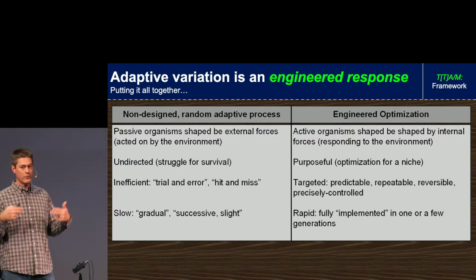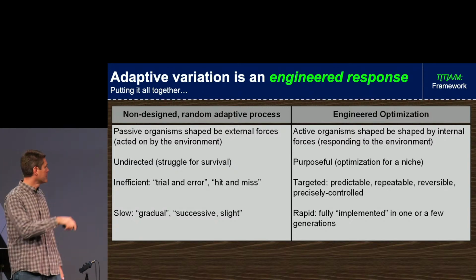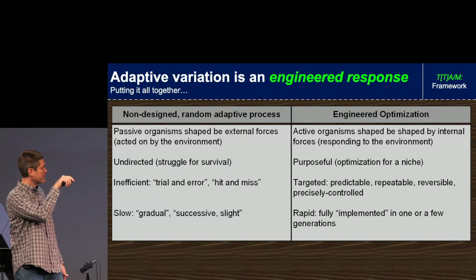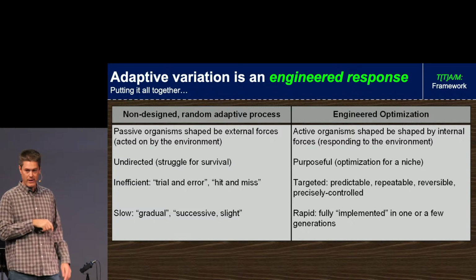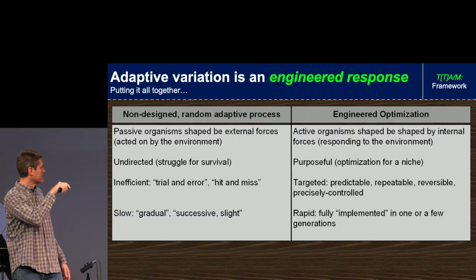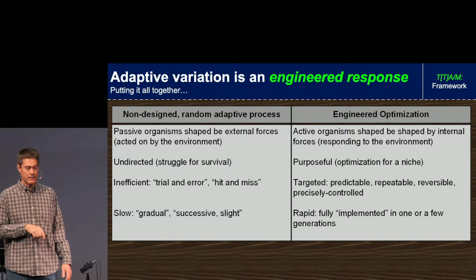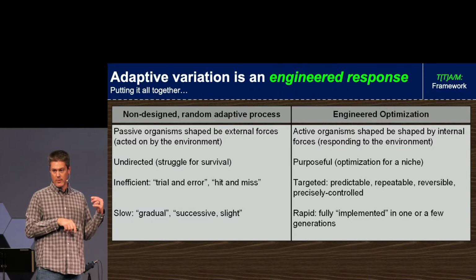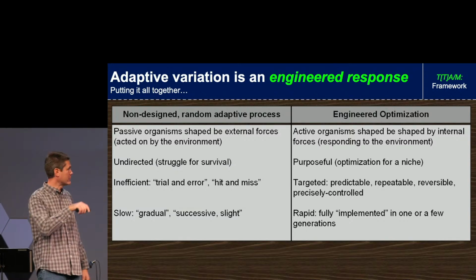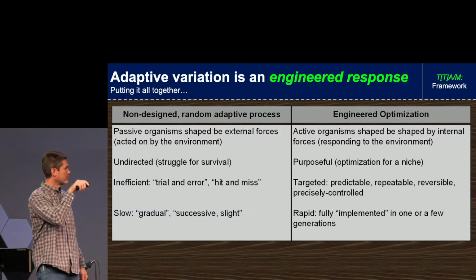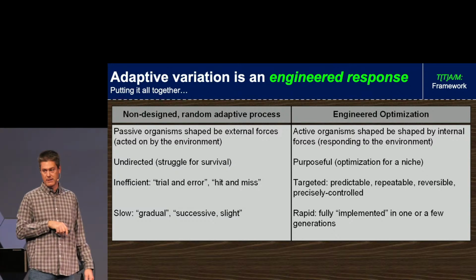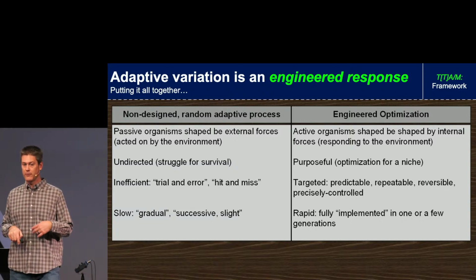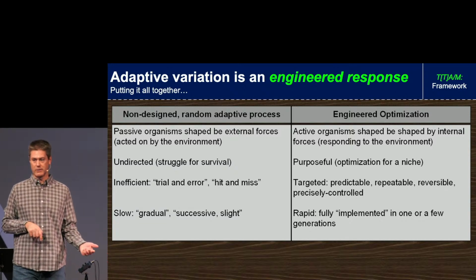They're shaped by internal forces. They're responding to the environment. This non-design process is undirected. It's a struggle for survival. It's inefficient. It's by trial and error, hit and miss, and it's slow. It's gradual, successive, slight. On the other hand, with engineered optimization, it's purposeful. They're being optimized to fit an environmental niche. It's targeted. It's predictable, repeatable, reversible, and precisely controlled. And it's rapid. These solutions are fully implemented in as little as one generation.